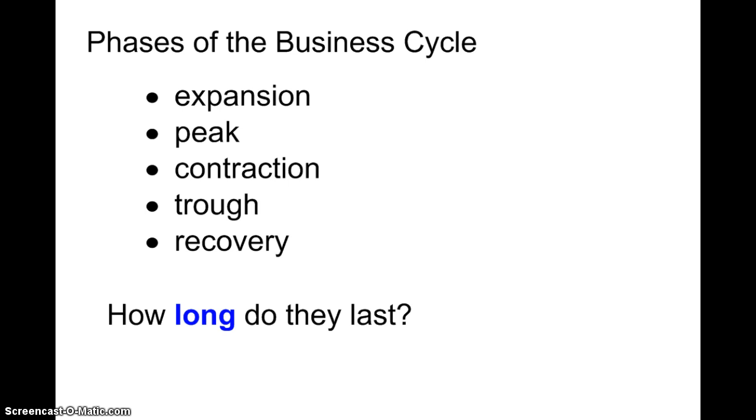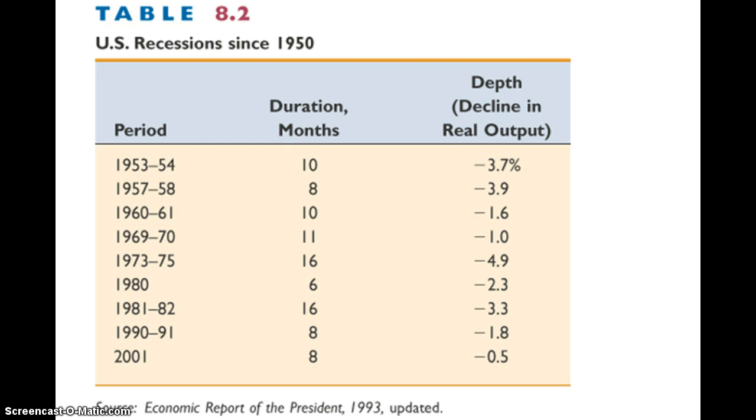How long do each of these phases last? The answer is, it depends. If you look at this data from about 1950 to 2000, you can see a bunch of different recessions, and they lasted for different lengths of time. There was a recession in 1980 that lasted for 6 months, and during that time, real output declined by 2.3%. But other recessions, such as the one in 1973 to 75 and the 81 to 82, lasted for 16 months.